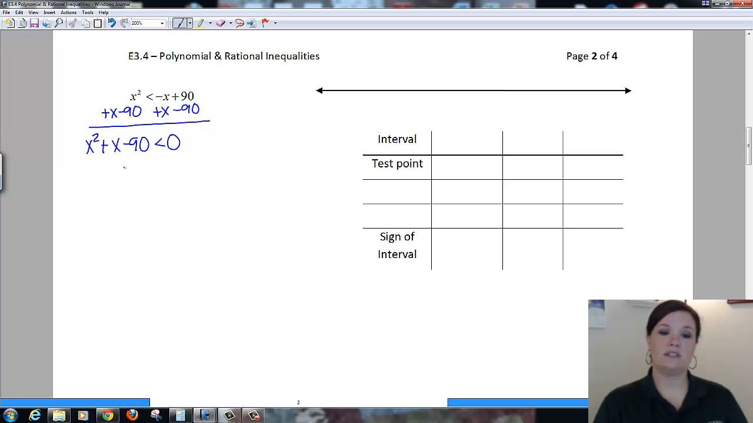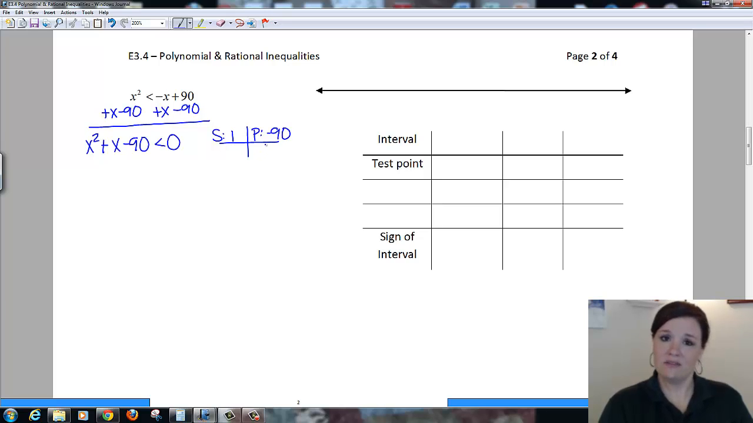To find the zeros, I have 3 terms. My highest degree is squared, which is 2. So I can try factoring, or I can use the quadratic formula. I want to see if I can factor this. To use sum product, my sum would be 1, my product would be negative 90. To get negative 90, I could use 10 and 9, and I would need my 9 to be negative so that I can end up with a positive 1.